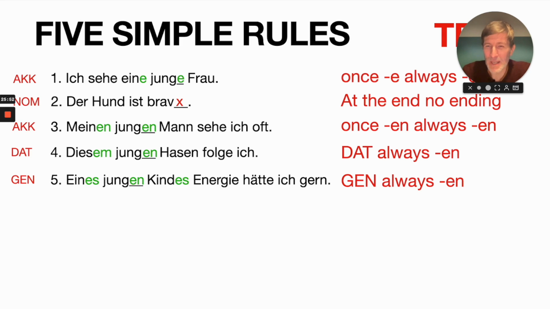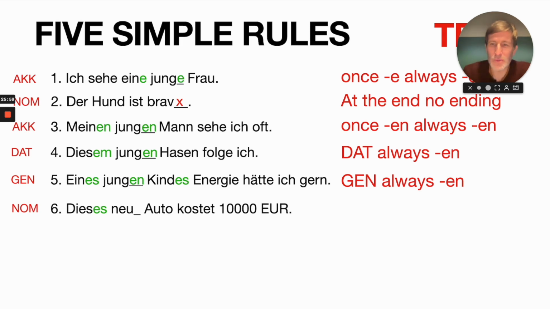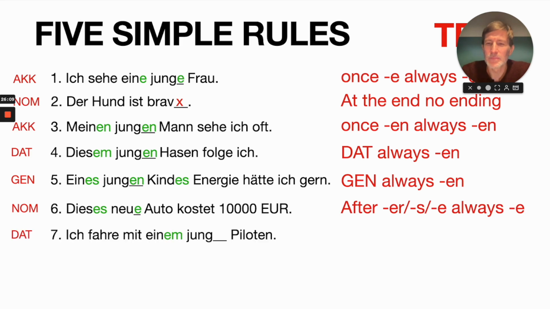More examples. Eines jungen Kindes Energie. Dieses neue Auto. Which rule do you apply? After der, das, die, always I. Another rule, mit, gives away which case. Einem, you might have already learned this, is dative, and therefore dative always en. You can see that already a bit higher.